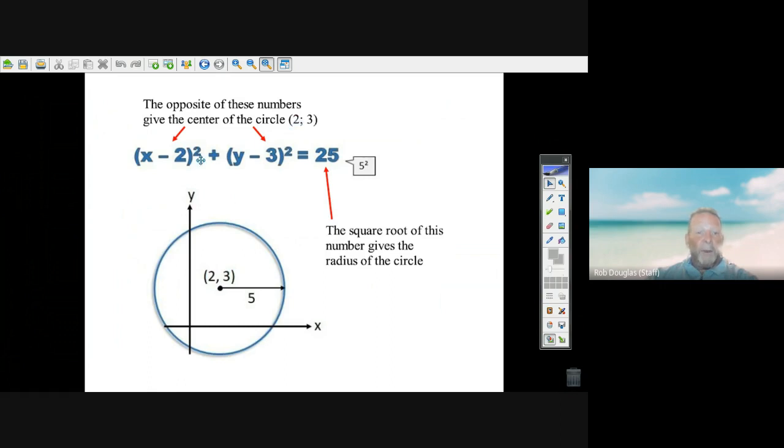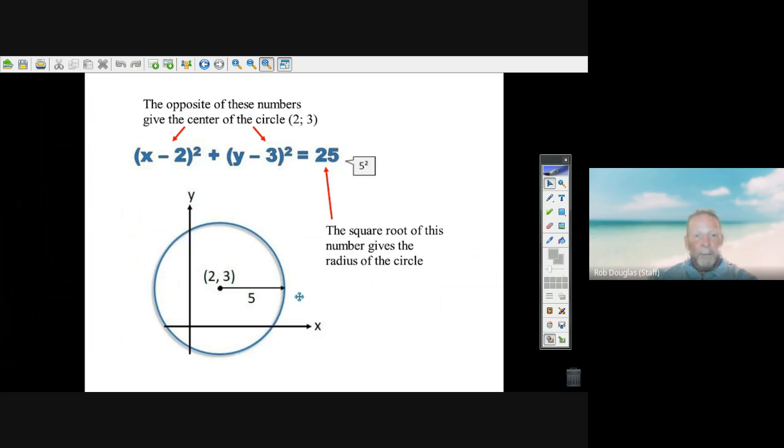But the two numbers you see right here, and in the formula, they're a and b, they make up the center of the circle. So it's always x minus a squared plus y minus b squared. So for a circle centered at 2 and 3, that's the form of the circle. And the radius squared is this number here. So the square root of that 25 gives you the radius of the circle.